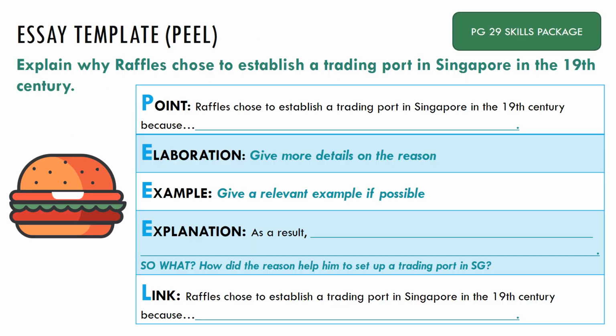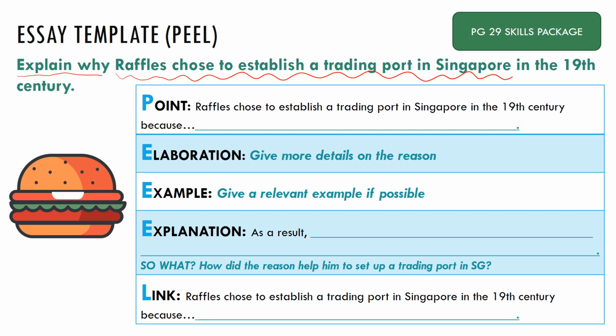Alright? Okay, so the essay template, if you look on page 29 of your skills package, the question is there. Okay, let's look at the question together. Explain why Raffles chose to establish a trading port in Singapore in the 19th century. Okay, so basically is what we have been talking so far already. Now it's just to put it into the PEEEL template.